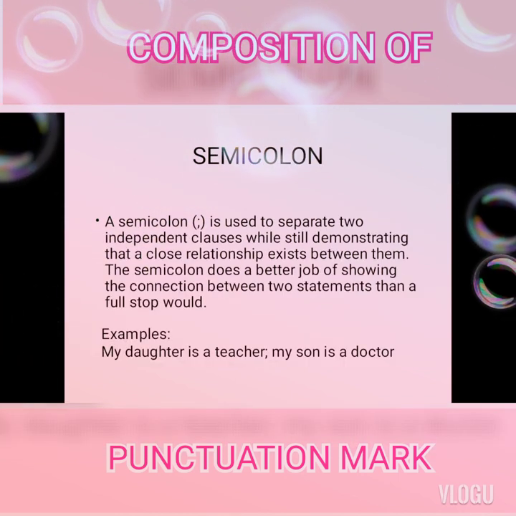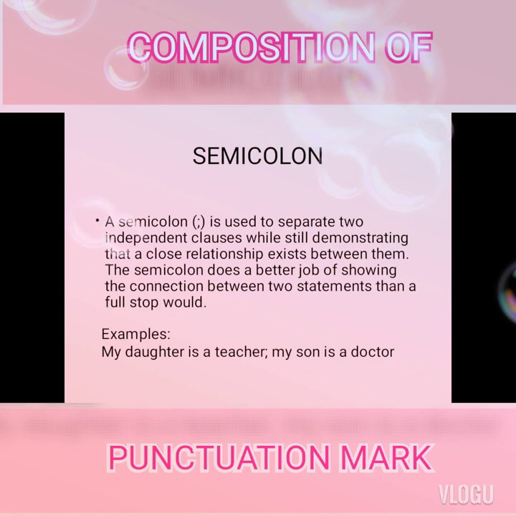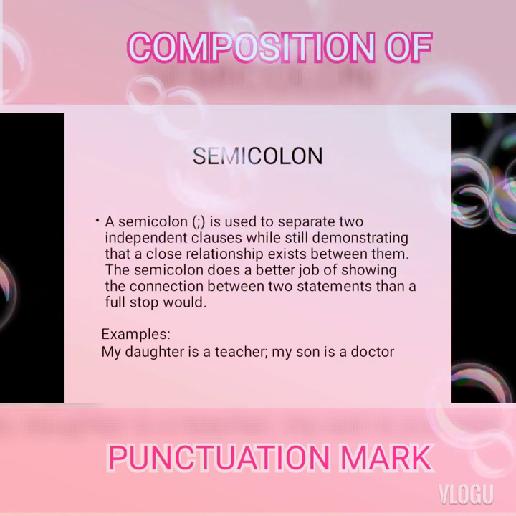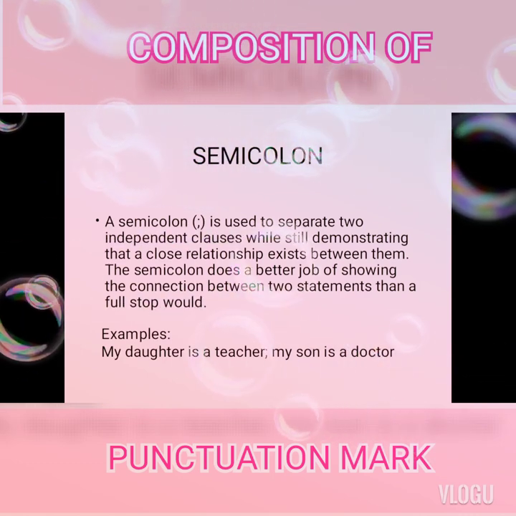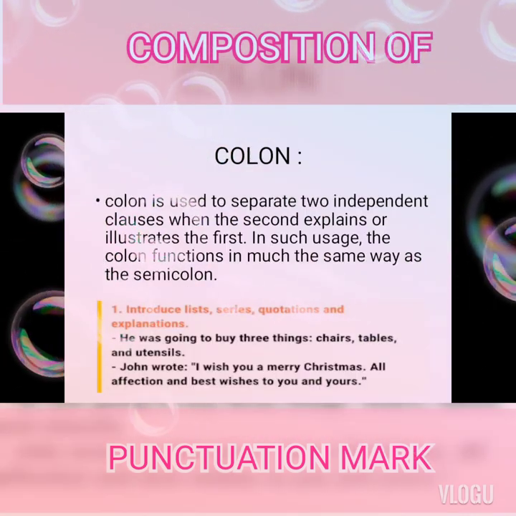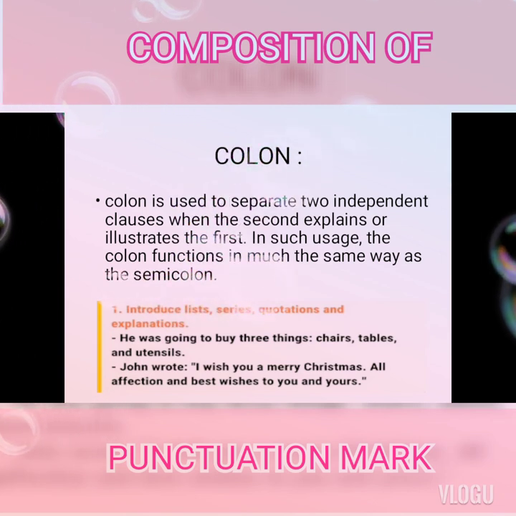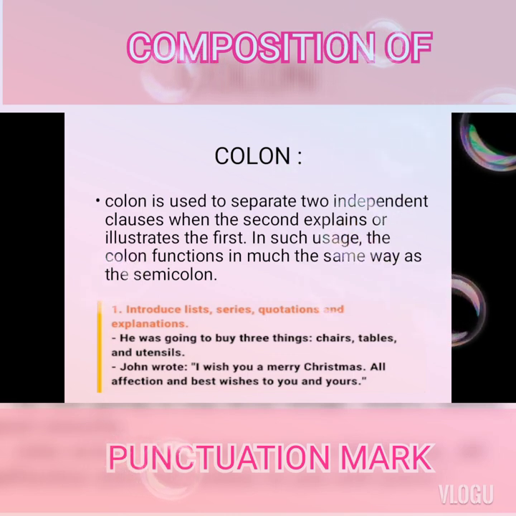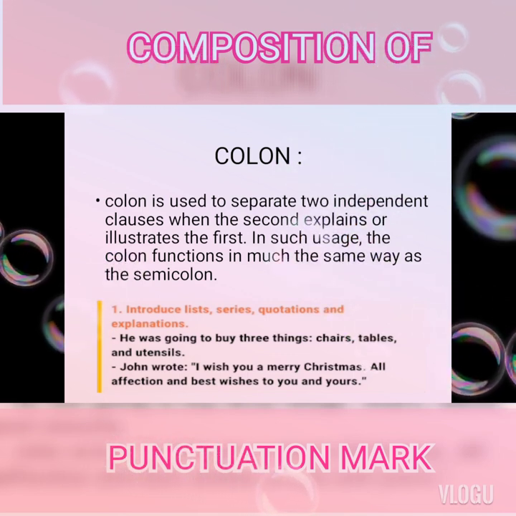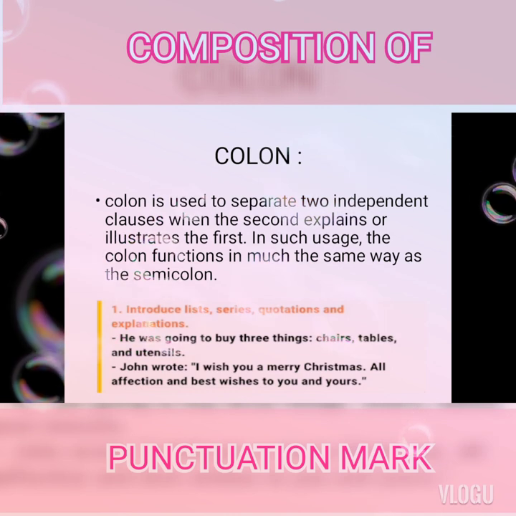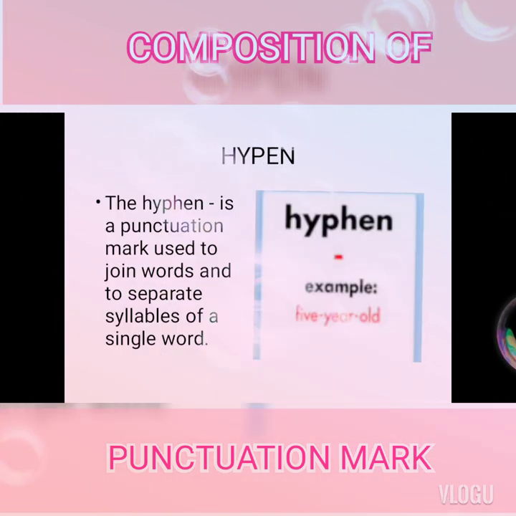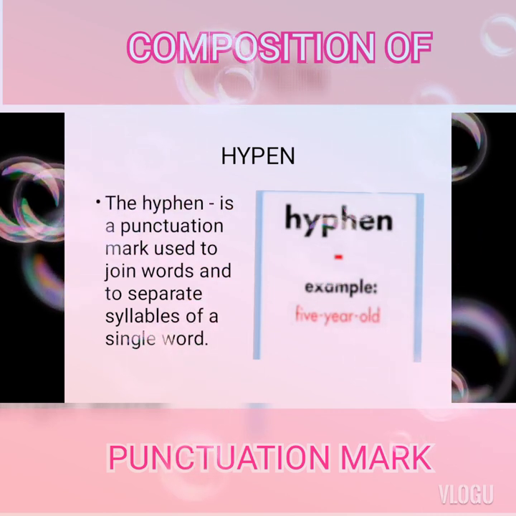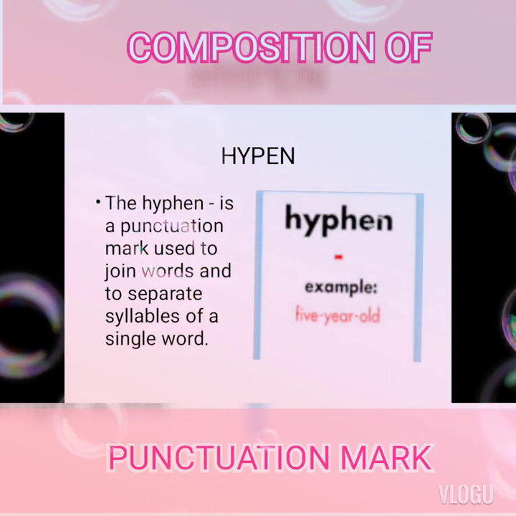Semicolon. A semicolon is used to separate two independent clauses while still demonstrating that a close relationship exists between them. Example, my daughter is a teacher; my son is a doctor. Colon. A colon is used to separate two independent clauses when the second explains or illustrates the first. Example, he was going to buy three things: chairs, tables, and utensils. Hyphen is a punctuation mark used to join words and to separate syllables of a single word.